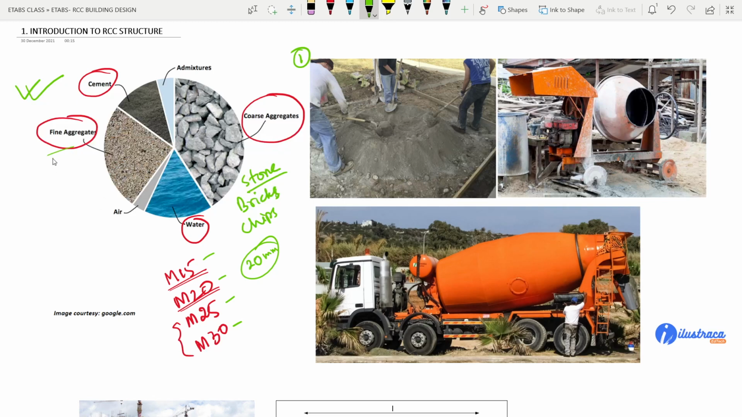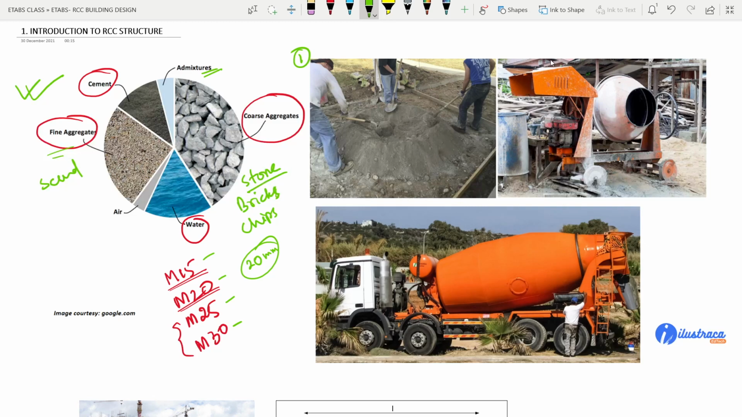Fine aggregate, obviously it is like sand. Cement, we know there are different brands of cement, so it's totally up to you what you want to use. And we have water. Obviously we need to find out the amount of water we need to mix, and that is what is called the water cement ratio. Then we add admixtures to increase the setting time of the concrete, right? So this is the first way, manually mixing the ingredients of the concrete.